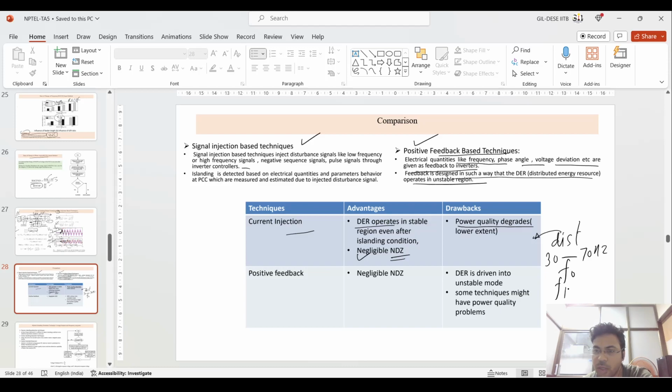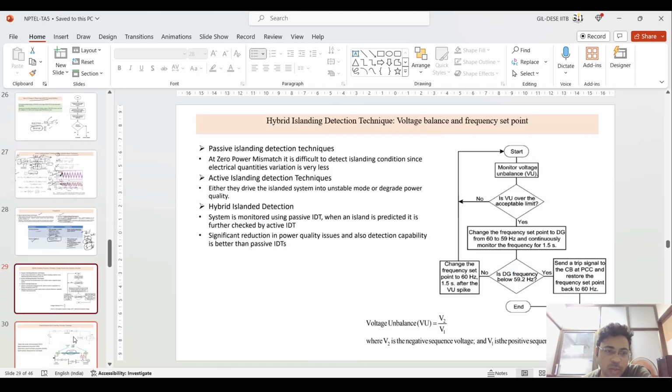The frequency is intentionally changed from 30 Hz to 70 or 80 Hz. That is F0, F0 plus FD and F0 minus FD. That is, three frequencies are coming into the system. Coming to positive feedback, it also has a negligible non-detection zone, but the DR is driven into the unstable mode, because we intentionally make the inverter operate in the unstable zone. That also leads to some power quality issues, because it is already in an unstable situation.